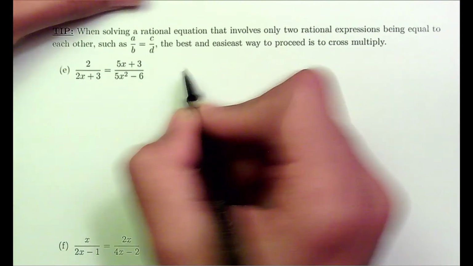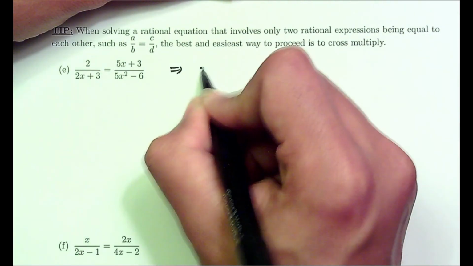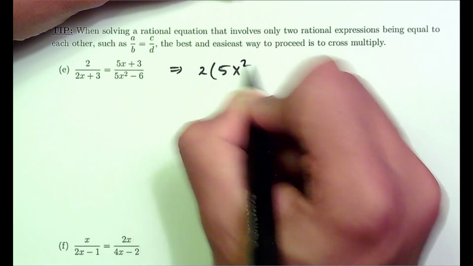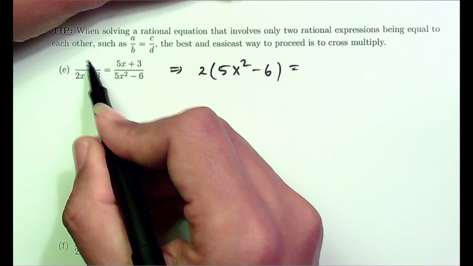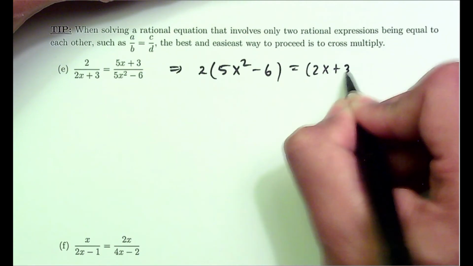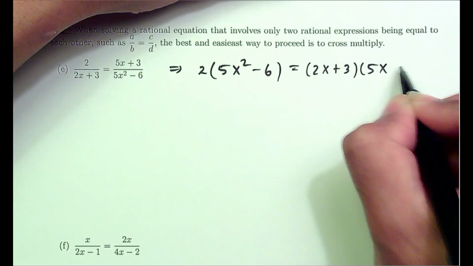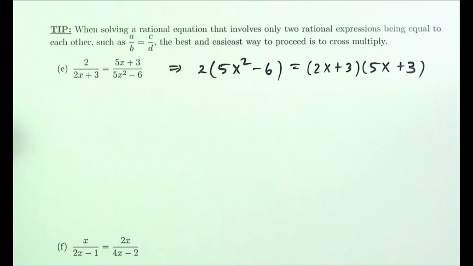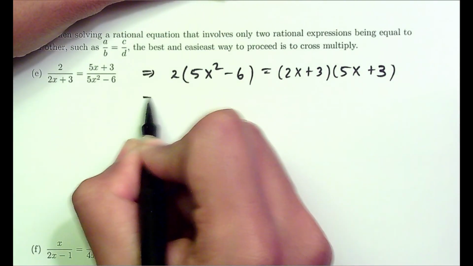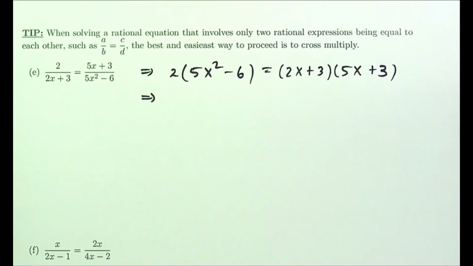Cross multiplying means that 2 times 5x squared minus 6, so that times that equals that times that, equals 2x plus 3 times 5x plus 3. Alright, and you see, I immediately got an equation that is a polynomial equation. I didn't have to bother with LCD. So just keep that in mind. Whenever you have two terms, this is always the easiest thing to do.